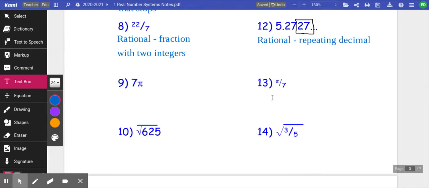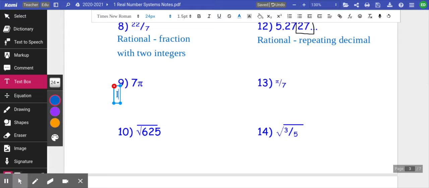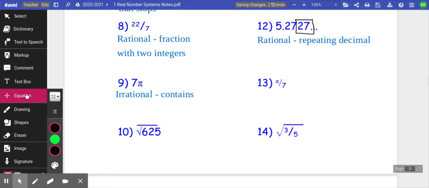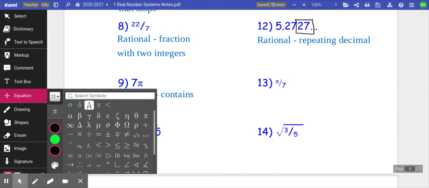Okay, the next two, we can use the same reasoning here. If you look at both 9 and 13, they both contain pi. Anytime you see pi, we are always reverting to irrational. So this is irrational because it contains, and I'm going to show you how to put the pi symbol in. It contains pi. Oh, what did I just do? So the reasoning why this is irrational is because it contains pi.